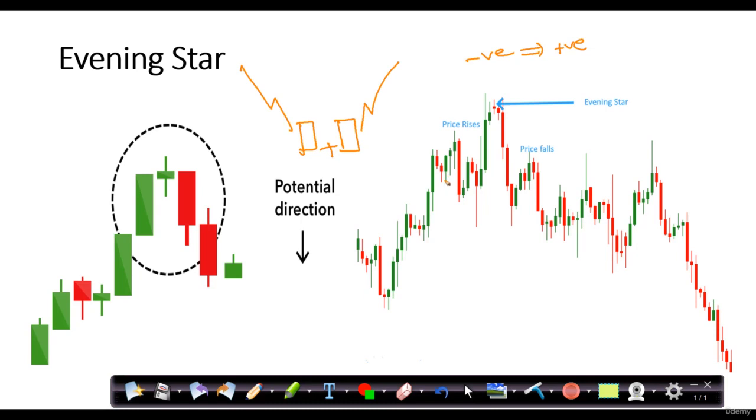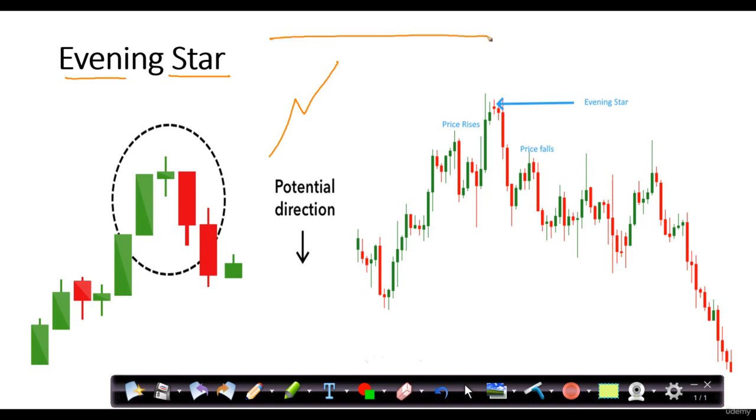Now, in this video, we are going to discuss the evening star candlestick. The evening star candlestick is exactly opposite to the morning star candlestick. What the evening star candlestick represents is, if the trend is upside and at the resistance zone, which is nothing but a selling zone, if you find the evening star candlestick, that means there is a high chance that the market will start moving from upside to downside.